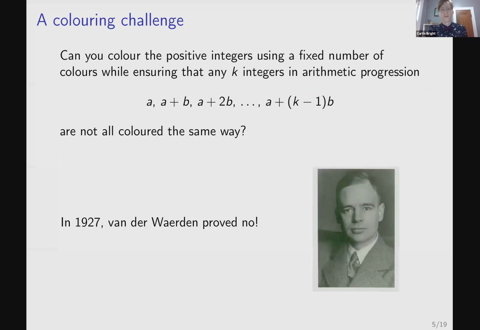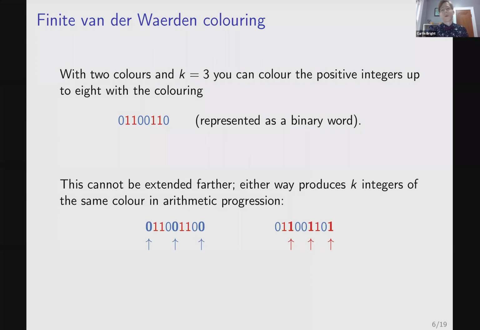This was a famous theorem of van der Waerden about 100 years ago. He proved that you cannot possibly find this coloring. No matter how many colors you use, no matter what the value of k is, if you want to color all the positive integers, you have to introduce some arithmetic progression in which all integers have the same color. Now, if you only focus on a finite set of the integers, then you can get away with it.